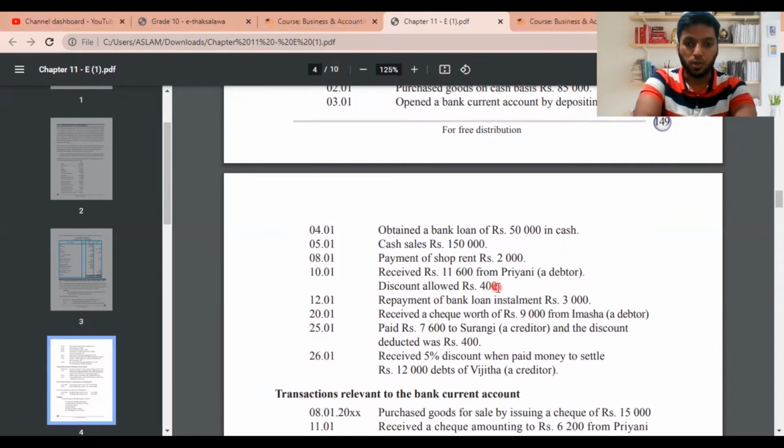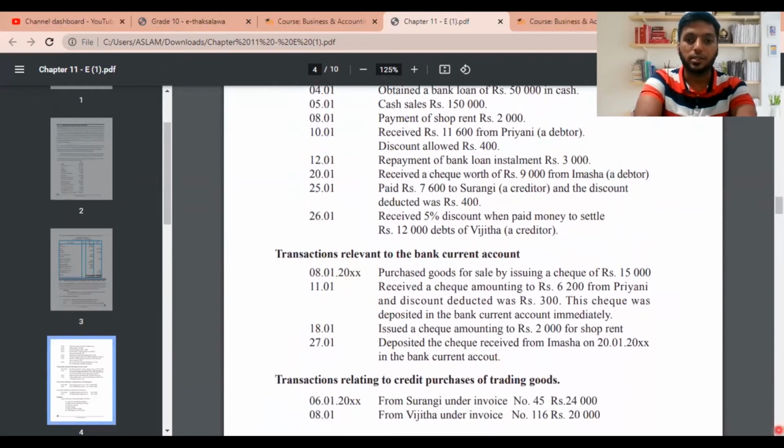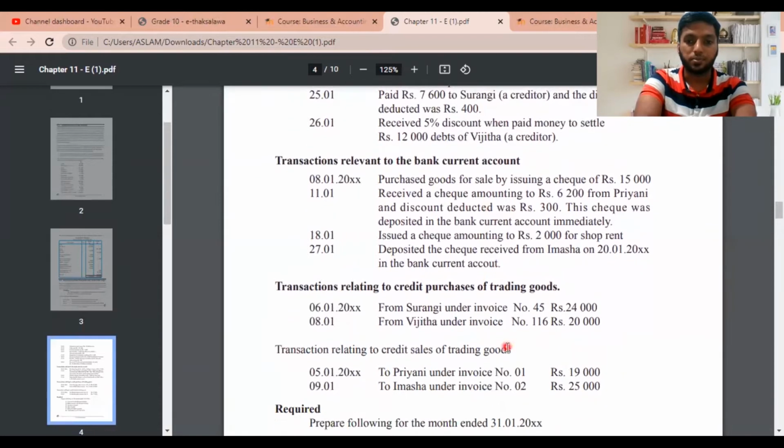Discount allowed rupees 400. 12th, first, repayment of bank loan installment rupees 3,000. 20th, first, received a check worth rupees 9,000 from Imasha, a debtor. 25th, first, paid rupees 7,600 to Surangi, a creditor, and the discount deducted was rupees 400. 26th, first, received 5% discount when paid money to settle 12,000 debts to a creditor. So we have a few transactions on cash. Then we move on to the bank current account.